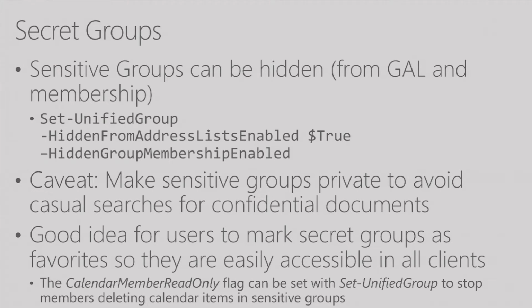Set the HiddenFromAddressListsEnabled property. That will stop the group showing up in the groups address list, it won't show up on the GAL, etc. HiddenGroupMembersEnabled will hide the group membership, and then make sure that the group is private. However, when you do this, the people who actually access these groups may find it difficult in the clients to get back to those groups. So it's a good idea to mark them as favorites and they can always go back, okay?